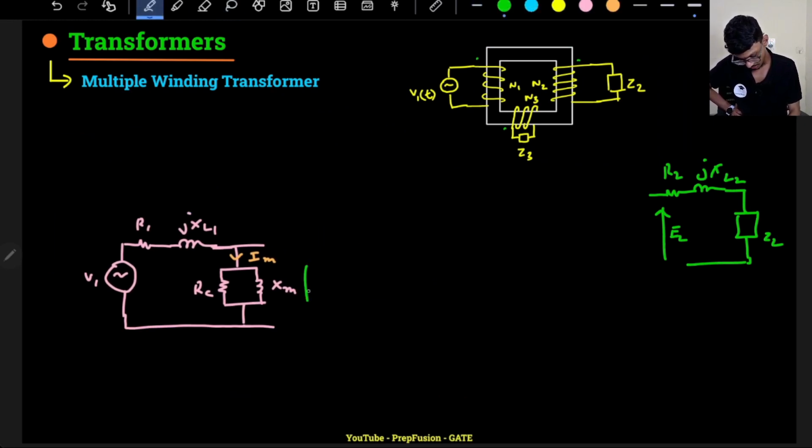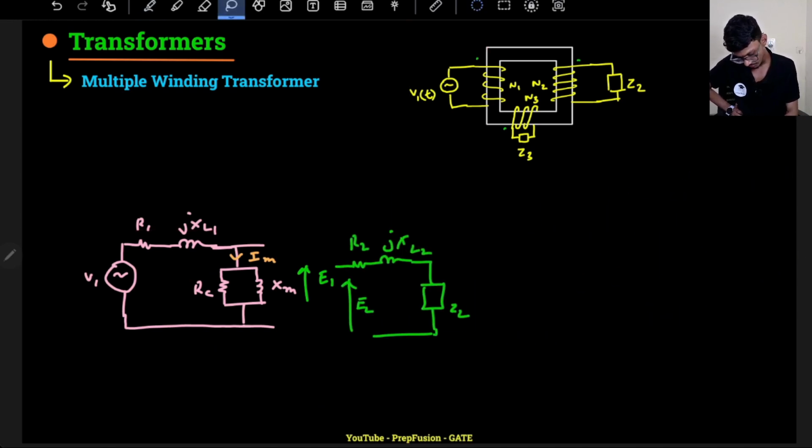This one will be my E1, and I will have a tertiary winding. So this will be the tertiary winding resistance R3 into j XL3.